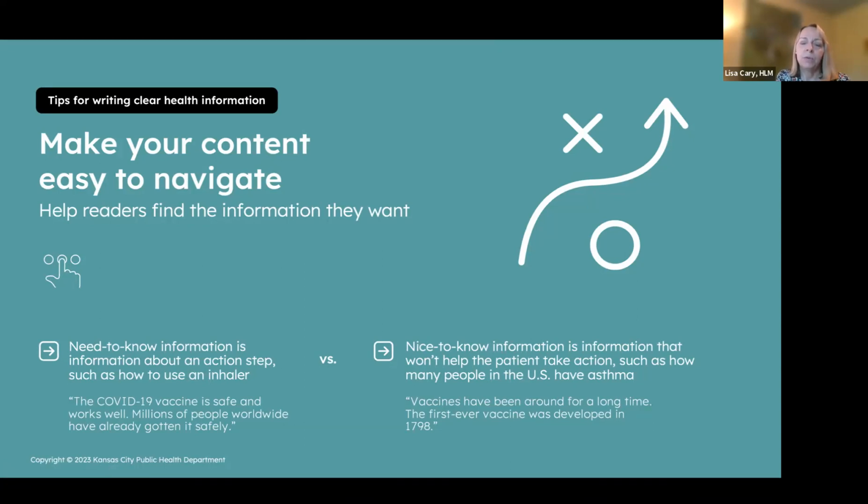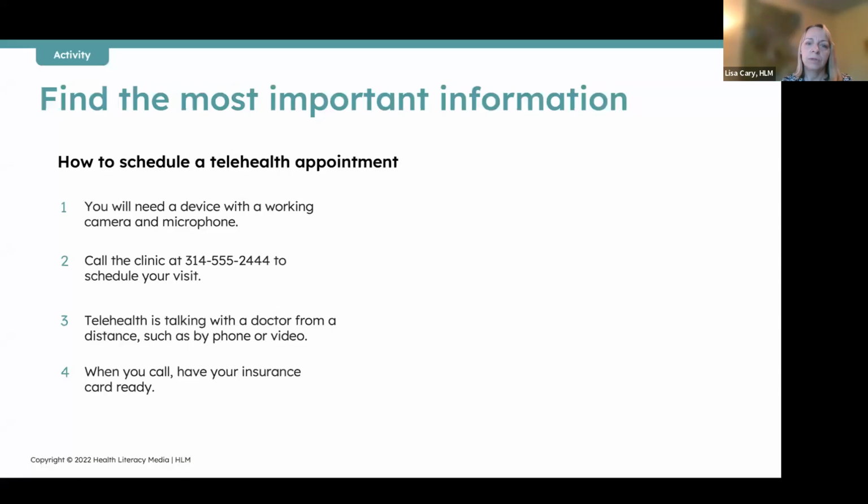Nice to know information is information that won't really help a patient take action, such as, many people in the US have asthma. That's totally different from how to actually use an inhaler. And as far as COVID-19 goes, it could be a statement like, vaccines have been around for a long time. The first ever vaccine was developed in 1798. That doesn't help anyone decide if they're actually going to go ahead and get a vaccine or not.